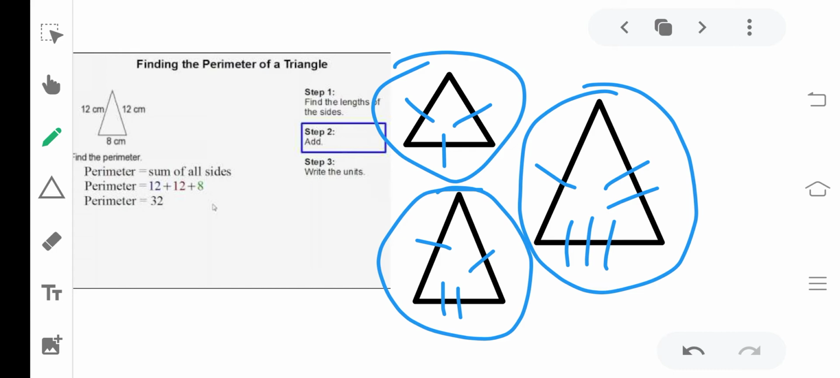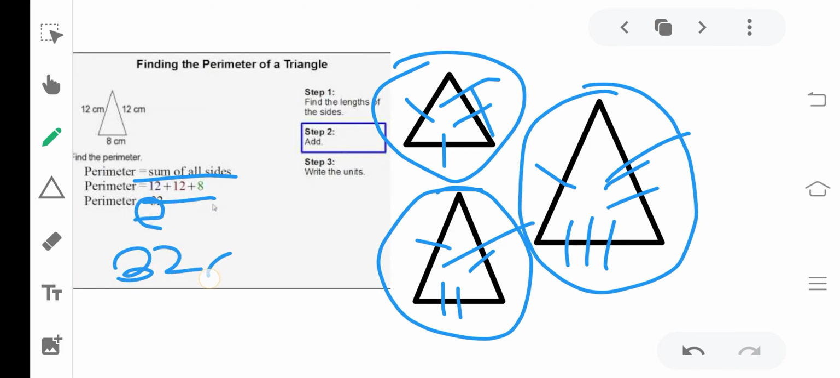The perimeter of the triangle is known as the sum of all sides. If you use this, first of all you should get the length of each side. Then you have to add them. Here you have seen the sum of all sides. Here is given 12 plus 8, and here is the answer, 32 centimeter. You should understand it.